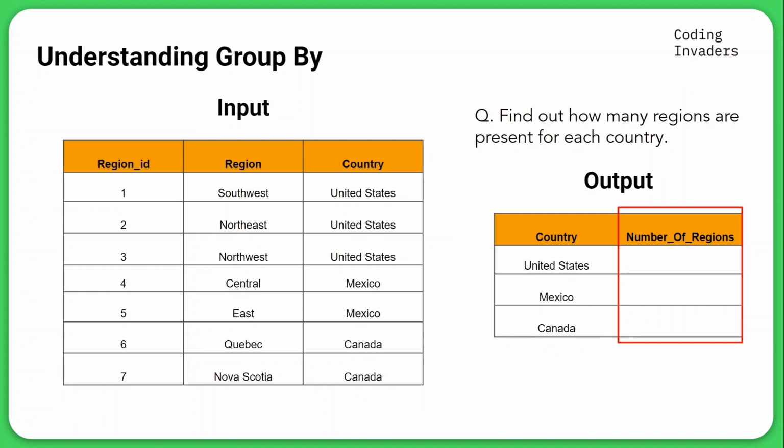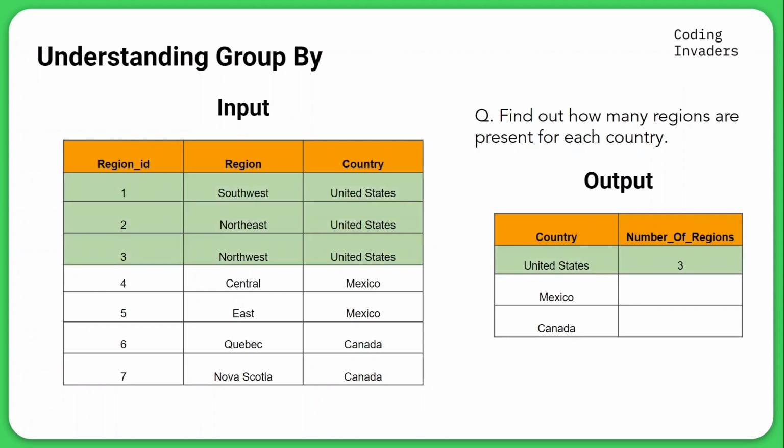The second column could be named something like number of regions, as our problem states that we need to get the count or how many regions there are in each country, meaning it should have the count. That's why I'm giving the column name over here as number of regions. Great. Now let's add the individual counts in the number of regions column.